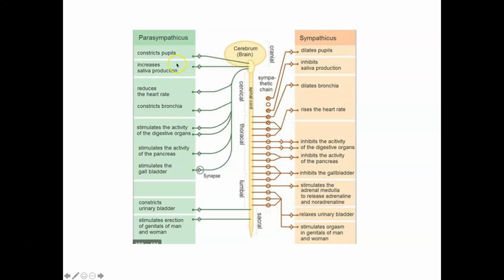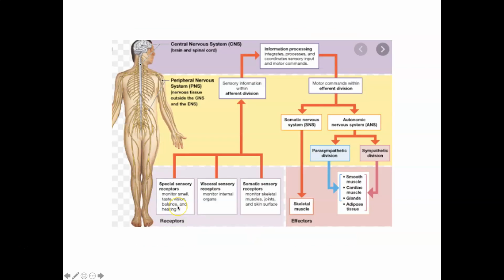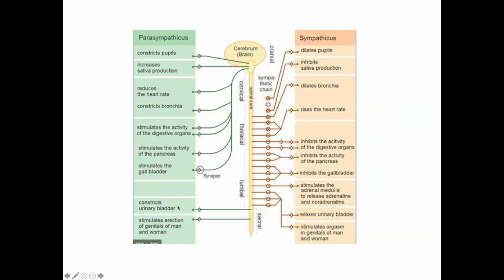Okay, so you can see that if it's doing parasympathetic work, it's going to constrict pupils, increase saliva production, reduce heart rate, constrict bronchia, stimulate the activity of your digestive organs, stimulate the activity of the pancreas, stimulate the gallbladder, constrict the urinary bladder, and stimulate the sexual organs.